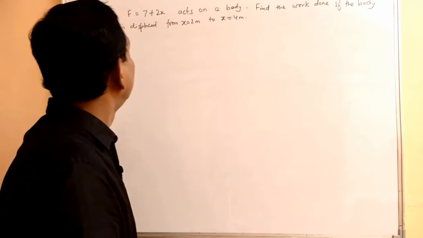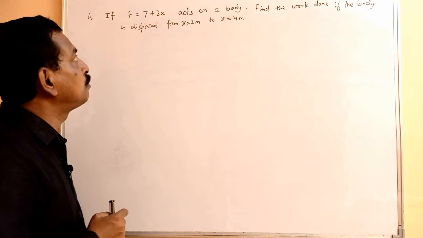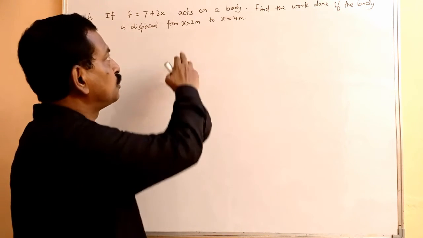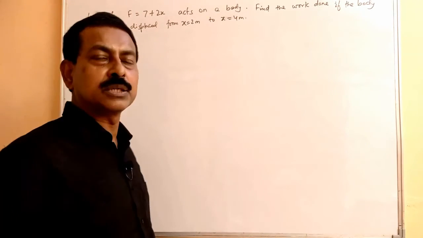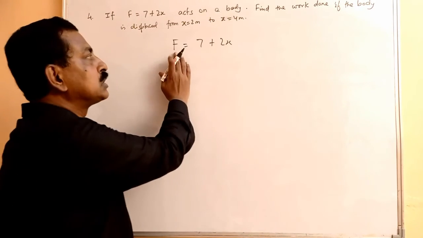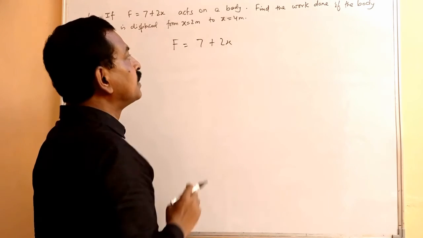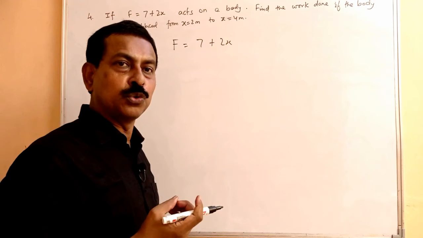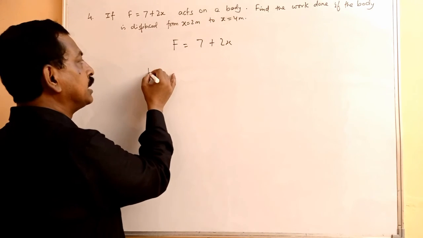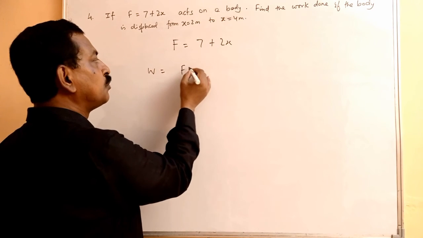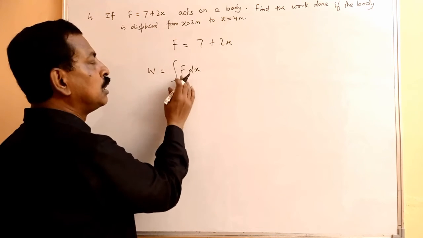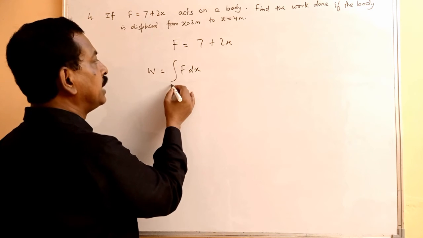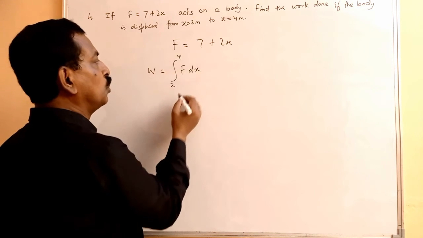This is the next question. If F is equal to 7 plus 2x acts on a body, find the work done if the body is displaced from x equals 2 to x equals 4 meter. Force has different values for different values of x. It is depending upon x, so it is a variable force. So to find the work done, we'll have to integrate the product of force and displacement here. So it is the integral of F dx, and x will be varying from 2 to 4.